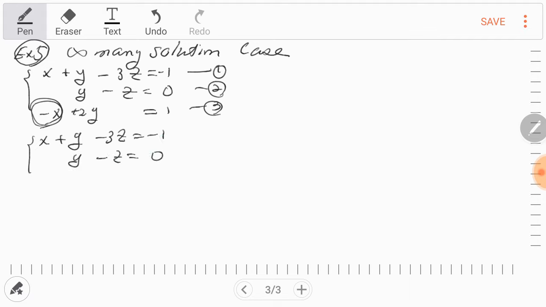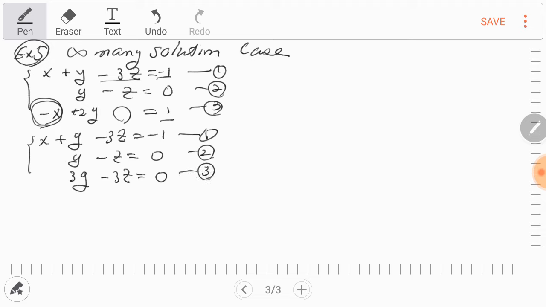Okay, for the third equation, why don't we just add the first equation to the third equation? Then x minus x is 0, so leave it blank. y plus 2y is 3y. Negative 3z plus nothing is negative 3z, equals negative 1 plus 1 is 0. So this is the first equation, this is the second equation, and this is the third equation.